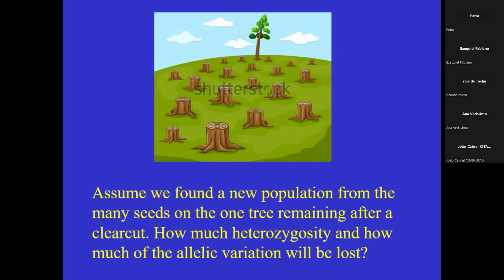Of the next generation with one mother? NE is going to be 4. So using that formula, if you have one mother and 1,000 fathers, the NE is going to be 4. We lose 1/2n, so we're going to lose 12.5% of the heterozygosity because we only have one mother. But now, what's going to happen to the number of alleles?